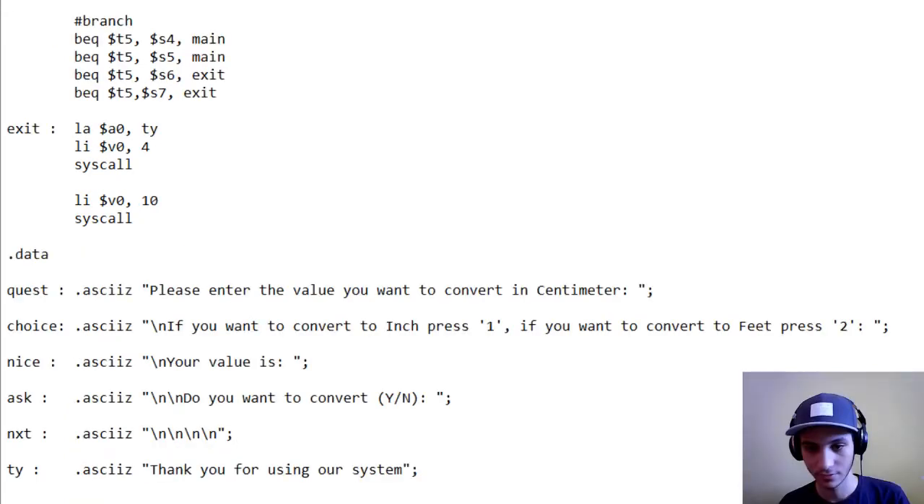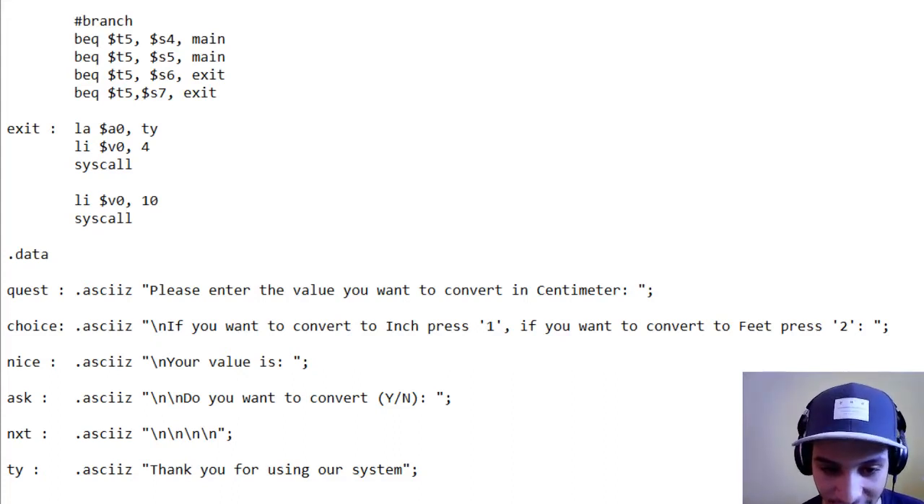Hi, my name is Ahmed Abueida. I'm going to continue from this section. I'm going to explain the exit section. First, la $a0 thank you, with the variable thank you from data, and system code 4 is used to print a string. Then the next line, li $v0 10, is used to terminate the program, where the assembler will understand it as an exit instruction.